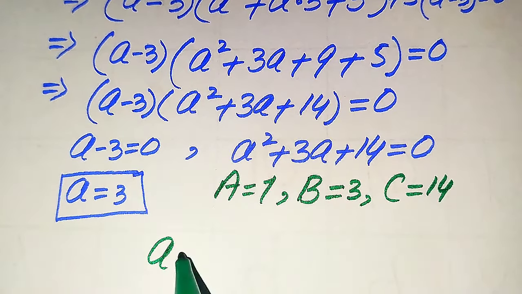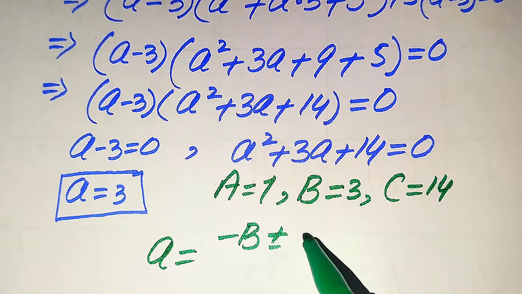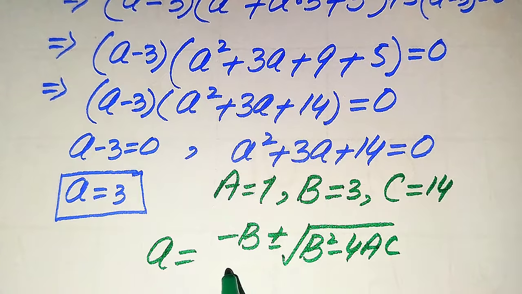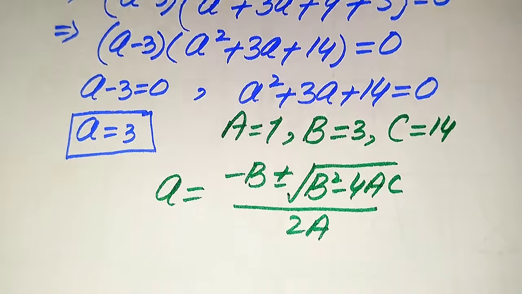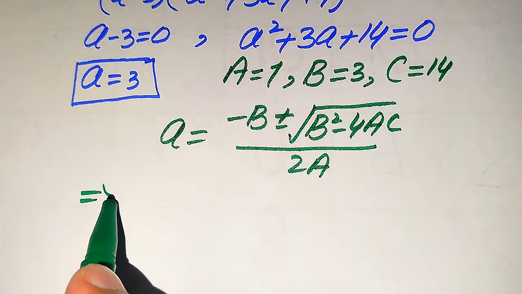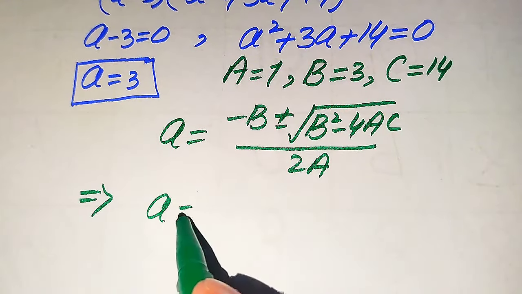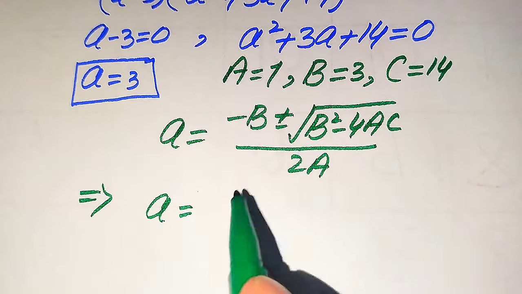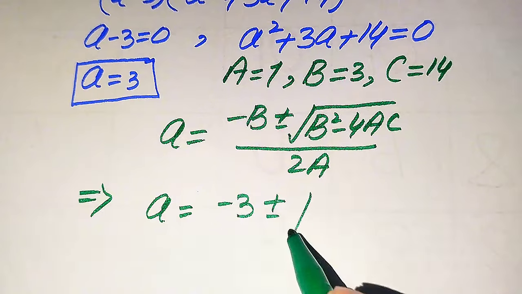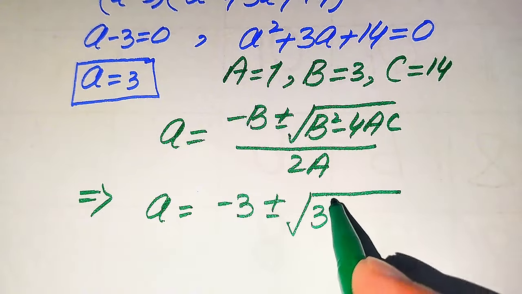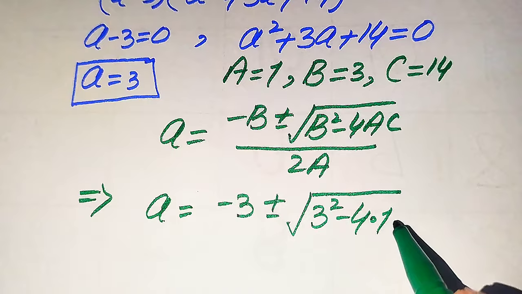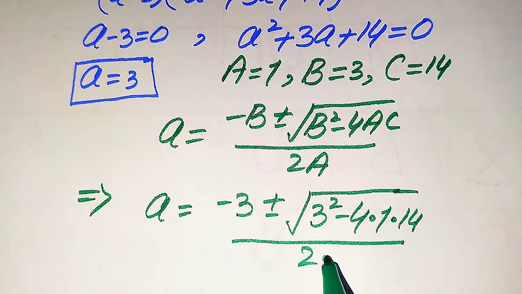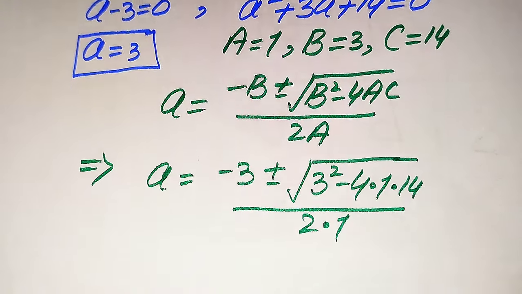So we state the quadratic formula as x is equal to minus b plus minus square root of b square minus 4ac, divided by 2a. So this is our quadratic formula, and now we need to substitute the values of a, b and c in this formula. After substituting, the value of b is 3, so when you put it here, it becomes minus 3 plus minus square root of b square, so 3 square, minus 4 times a which is 1 and c which is 14, and it is divided by 2 times a. So here our a is equal to 1.